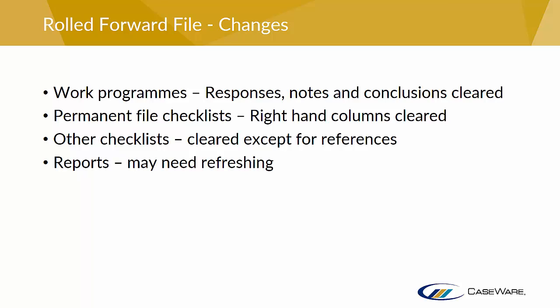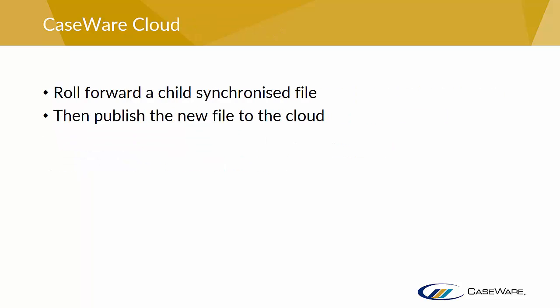Note that in the roll forward files, some of the reports may need refreshing. For example, the partner and manager summary will need to be refreshed to include the roll forward risks, and similarly, the B32 FSA may on occasions need refreshing too. Where files are synchronized using CaseWare Cloud, a roll forward should be carried out on a child version of the file, and the new file should then be published to the cloud.